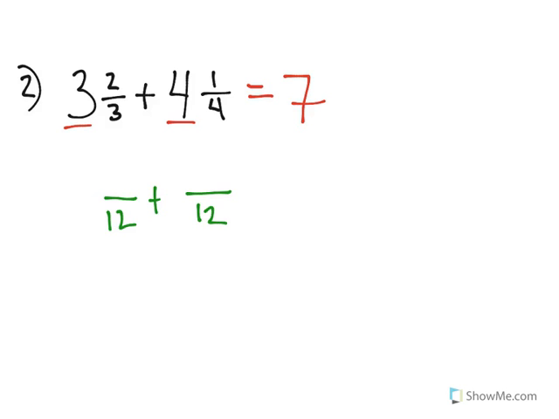So we'll multiply the 2 by 4 and get 8. And we have to multiply the 4 by 3 to get 12, so we have to multiply the 1 by 3 to get 3. So it's 11/12. Now we'll put everything back together, and our answer is 7 11/12.